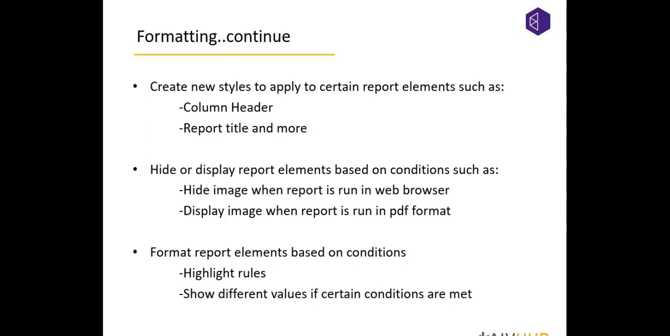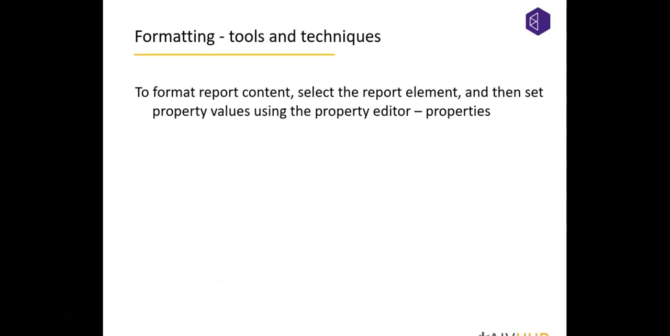We are also going to cover how to hide certain elements under certain conditions, like if an image is displayed in a PDF, it should not be displayed in a web browser. Then we can format the report element based on some conditions, like certain highlight rules, and if a condition matches, then a different value should be displayed. We are also going to format content and elements using property values, like the property editor and the properties which we have seen in our last chapter.